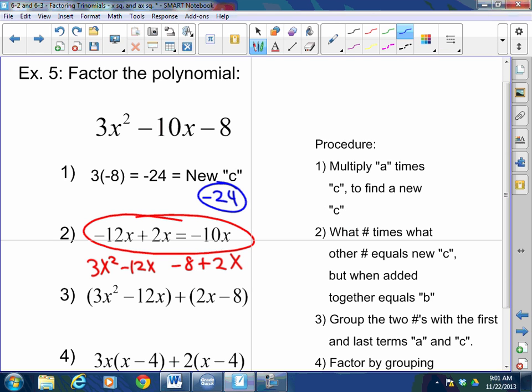Okay, so sorry about that. So what times what is negative 24, but when added together is negative 10? It's going to be negative 12x and 2x. Why x? Because there's an x here in the middle, so I got to put that there.